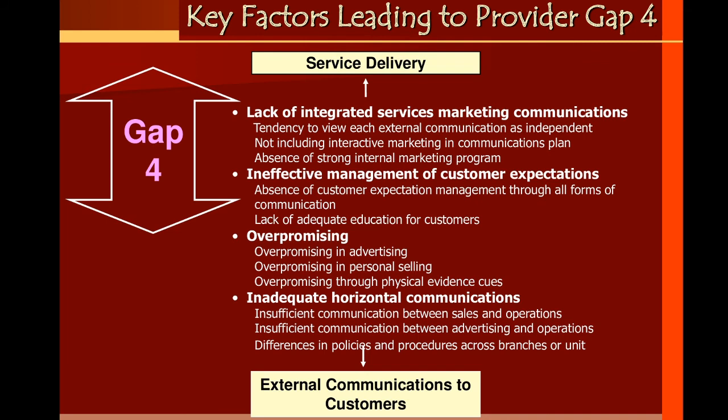And over promising in advertising, over promising in personal selling, and over promising through physical evidence cues. We people always see an advertisement, we think too much of that product and we purchase it and finally we are not satisfied. So that is a very big thing in advertising. Many people see advertisements and purchase a product, and finally when they are using it, they are not satisfied. Like that even in personal selling, if any person is coming and selling the product, while selling he will tell many things, but when you are using it, you will not get it properly. So these are all the main problems in external communications while delivering it.